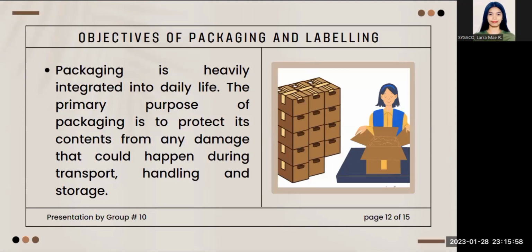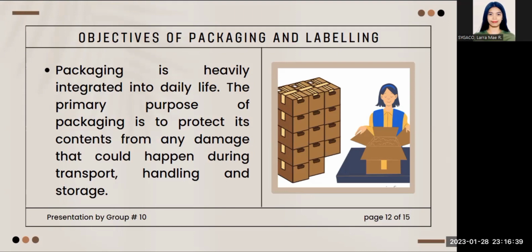So, the objectives of packaging and labeling. Before we start the main objectives of the packaging and labeling, packaging is heavily integrated into daily life. The primary purpose of packaging is to protect its content from any damage that could happen during transport, handling, and storage. So packaging retains the product intact throughout its logistics chain from manufacturer to the end user. It protects the product from humidity, light, heat, and other external factors.